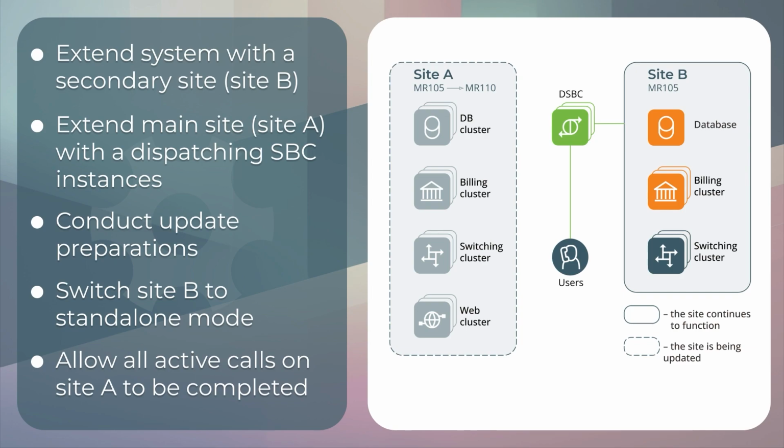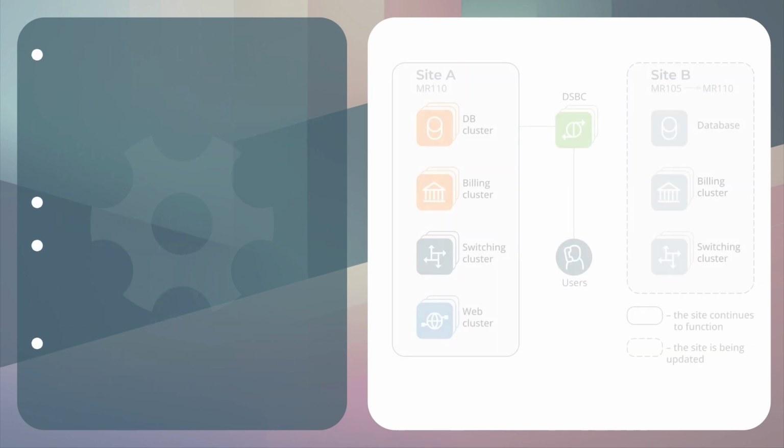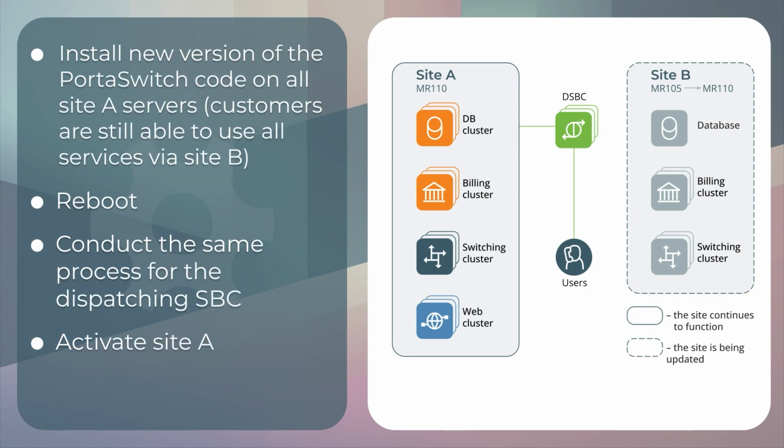After all existing calls are completed on site A and there is no more live traffic there, that's when the update process begins. A new version of the PortaSwitch code is installed on all site A servers and the database changes are applied. Then, the site A servers are rebooted, excluding the dispatching SBC.